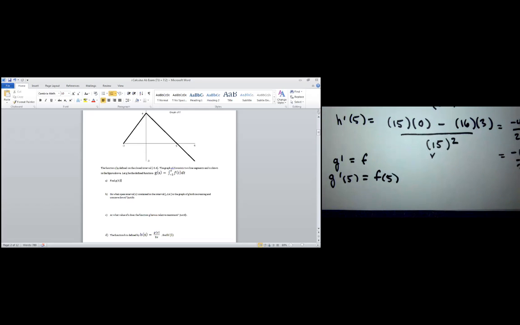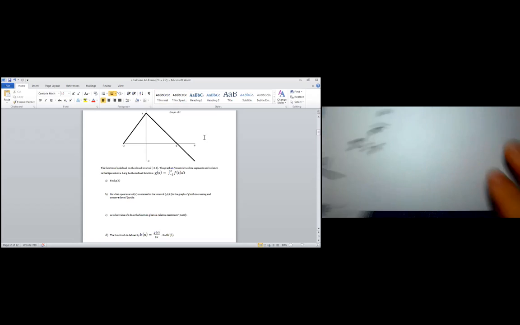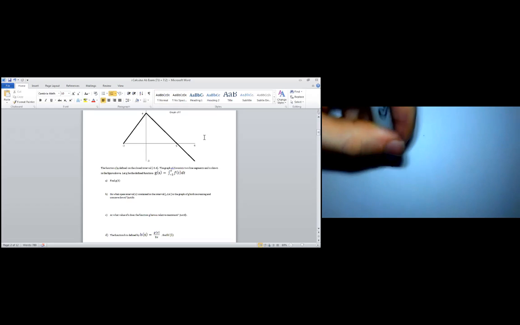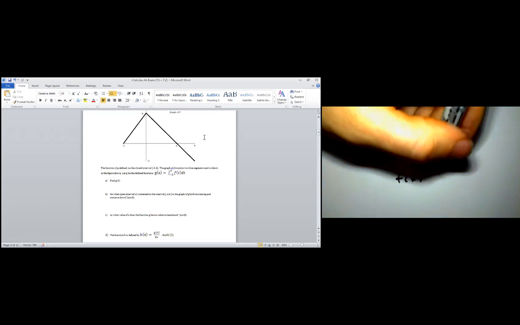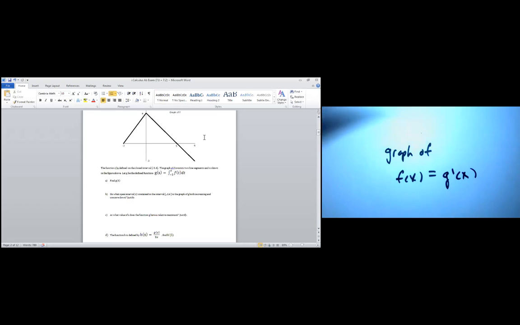So I've got the graph of F. F of 5 is just the Y value that ties into 5. Okay. So this graph up top stands for 2 things. It's the graph of F of X. It's also the graph of G prime of X. Depending on what you want to use it for, they mean the same thing though. Make sense? Other questions? Anything, guys?